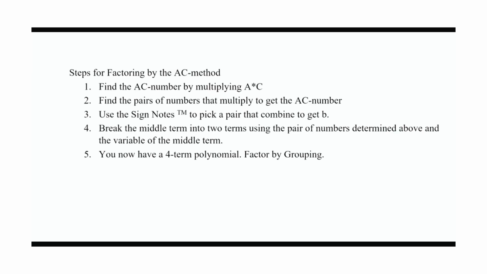So let's review the steps for factoring by the AC method. First, we find the AC number by multiplying A times C. Then we find the pairs of numbers that multiply to get that AC number. Then we use our sign notes from a previous lesson to pick the pair that combine to get B, the coefficient on the middle term. And then we break that middle term into 2 terms using the pair of numbers determined above and the variable of the middle term. We now have a 4-term polynomial, and we can factor that by grouping.